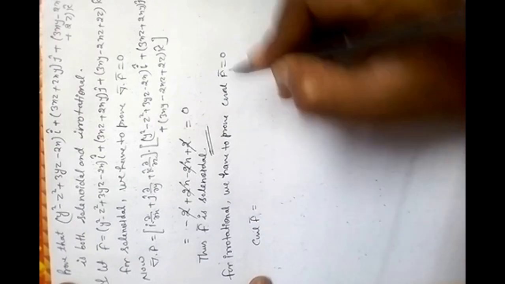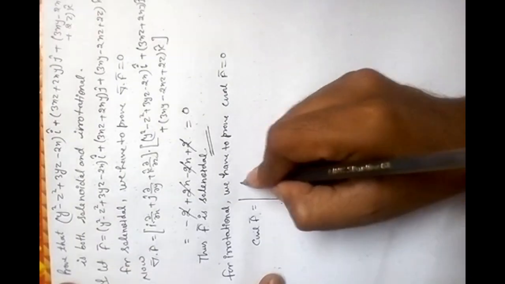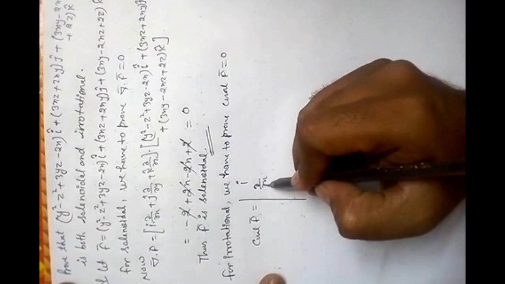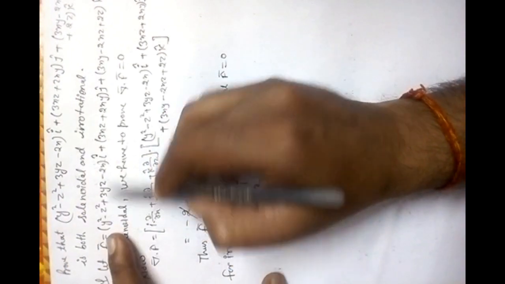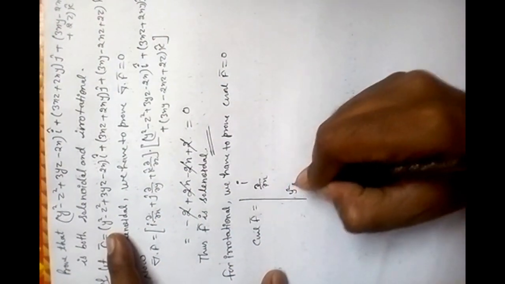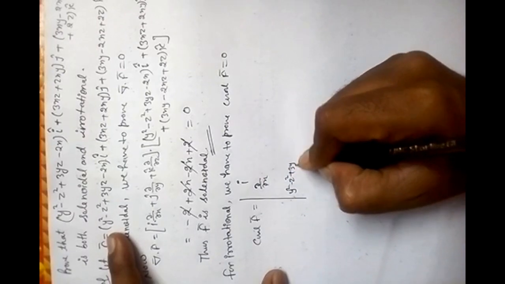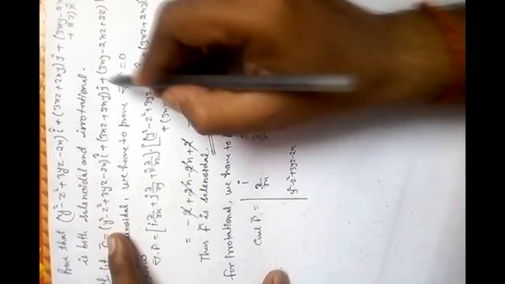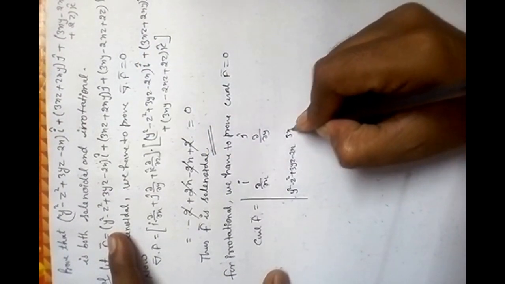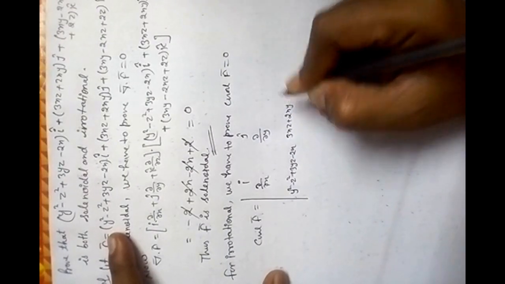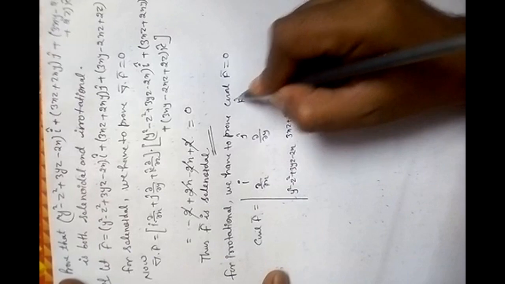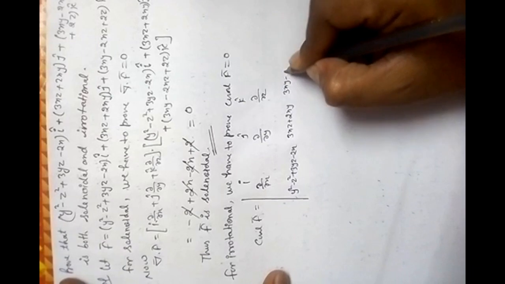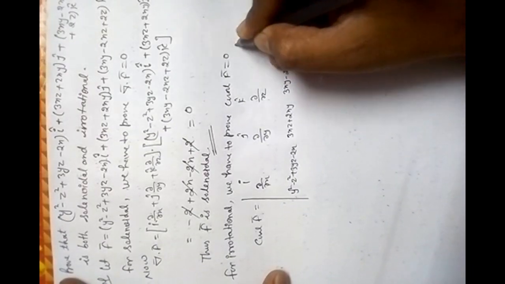curl f, which is i del y del x, and the coefficient of i, that means this term, y square minus z square plus 3yz minus 2x, j del y, coefficient of y, 3xz plus 2xy, k del y del z, that means this term, 3xy minus 2xz plus 2z.